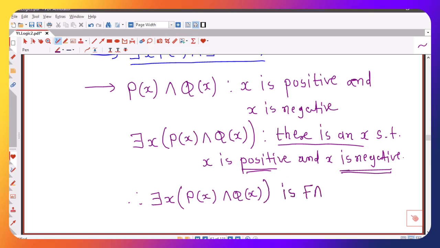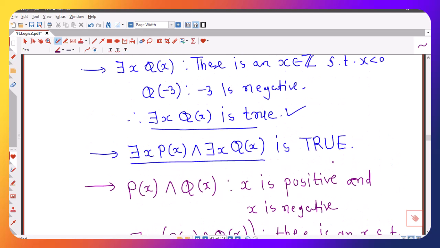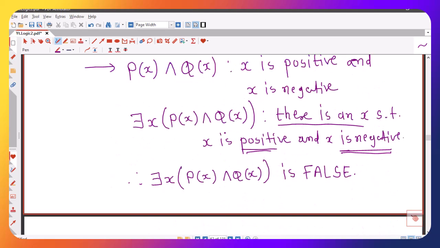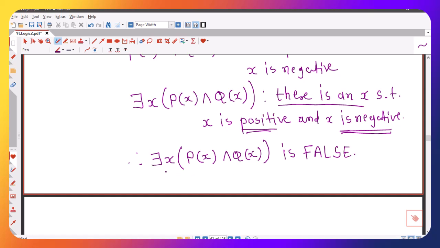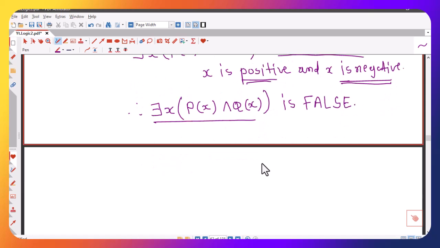This is false, and here this is true. So the truth value of this statement is true and the truth value of this statement is false. That means these two are not logically equivalent. Therefore, there exists x such that px and there exists x such that qx.